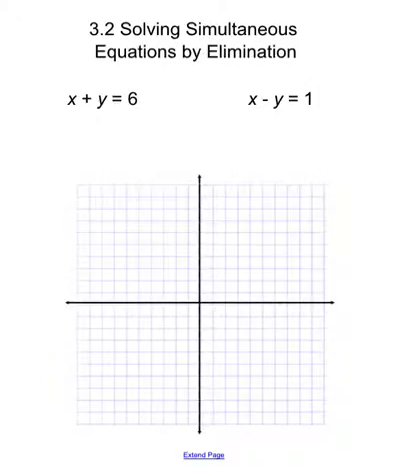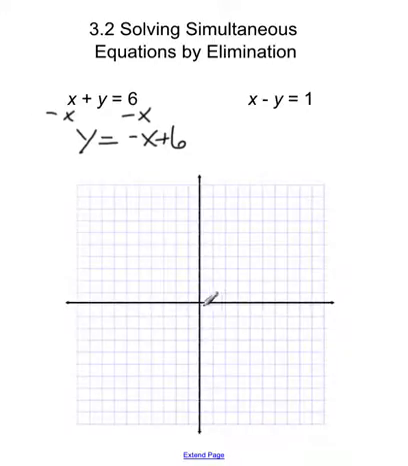So we're going to start with the system, or the set of simultaneous equations, that I have right in front of you. And we're going to solve this using the method that we did in the first lesson, 3.1. x plus y equals 6, x minus y equals 1. So in order to solve this system, we're going to first graph them. So I'm going to subtract x and get them into y equals mx plus b form.